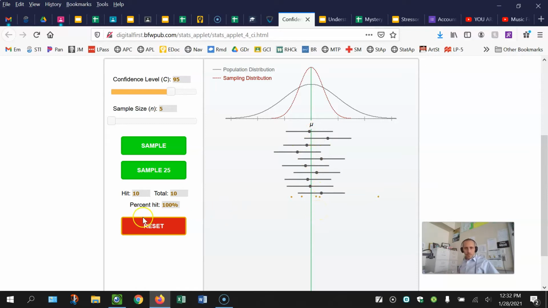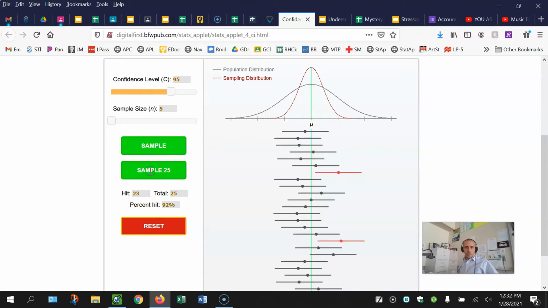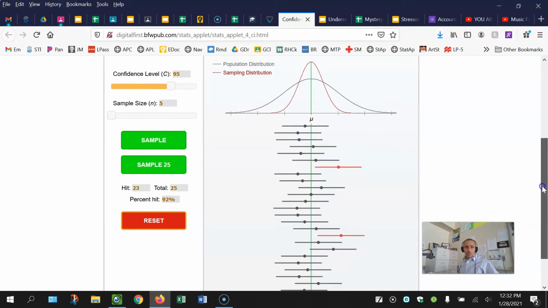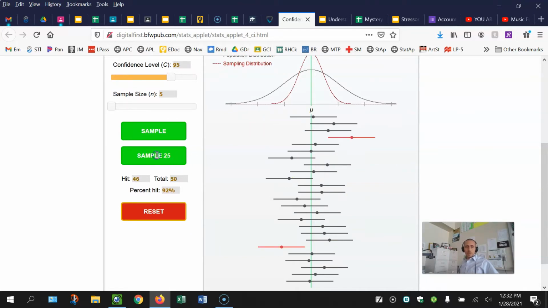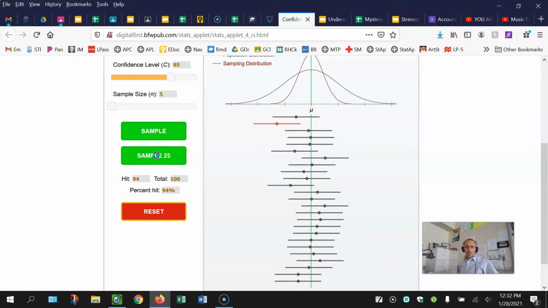Not shocking. It says to click reset and then take a total of 100 confidence intervals. So if I sample 25 4 times, I can see right away, let me scroll down a little bit, the confidence intervals that are red did not capture the parameter. If I do that again, there's another 2, there's 1, there's 1. So out of my 100 confidence intervals that I constructed, 94 out of 100, or 94%, captured the true mean.